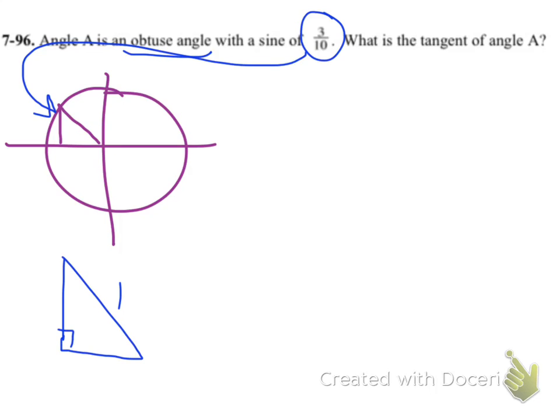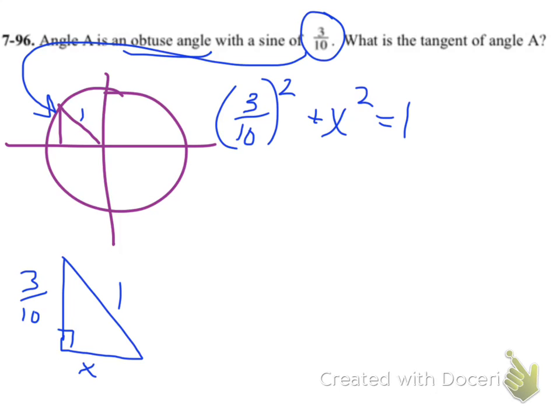The unit circle has a radius of 1, and this side is 3/10. I can solve for my cosine, or the horizontal distance, by using Pythagorean theorem. So I have 3/10 squared plus x squared equals 1 squared. 3/10, when I square that, is going to be 9/100ths.